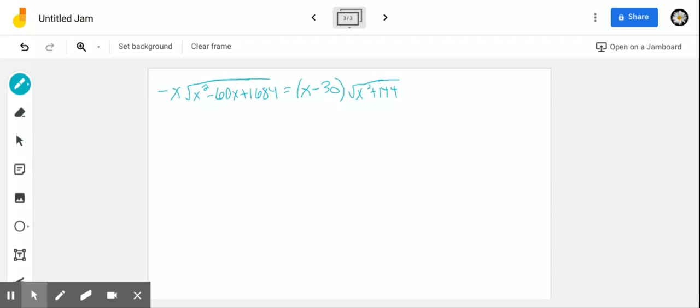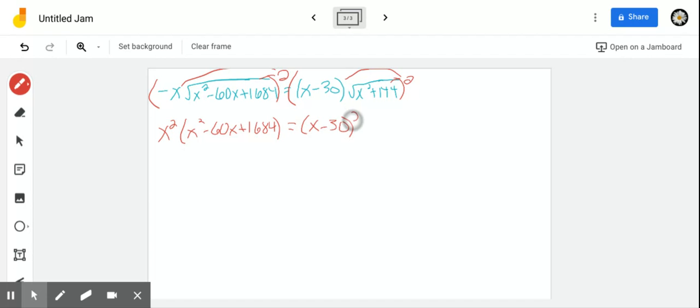Now I need to get rid of all of those square roots. So to do that, we are going to square both sides. So you square this side and you square this side. So the square happens to both those things and it happens to both those things. So negative x squared is just going to be x squared. And then the square root and the square cancel. And then over here we have x minus 30 squared, which we are going to have to FOIL. And then the square root and the square cancels there.